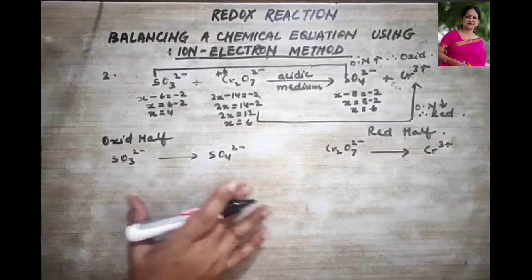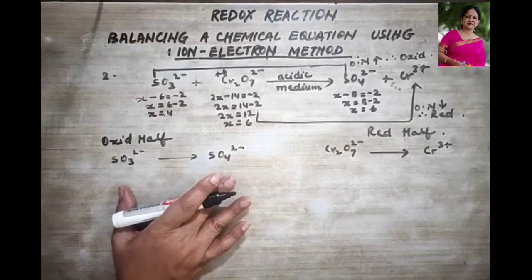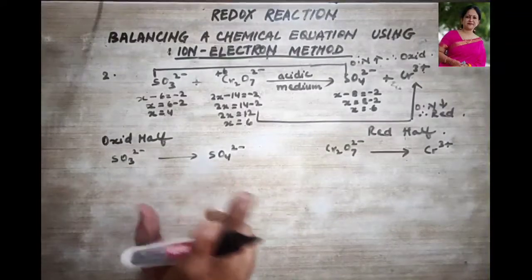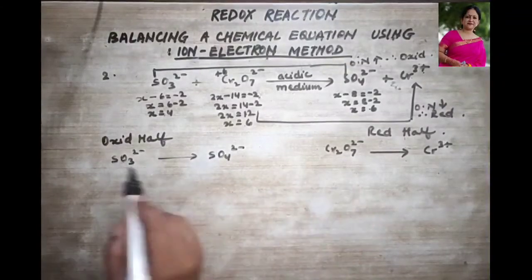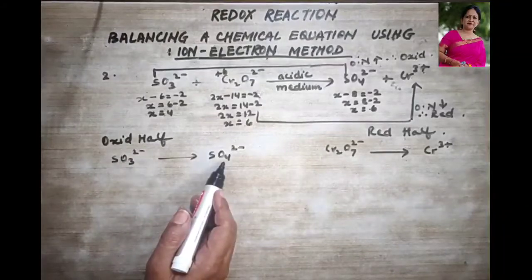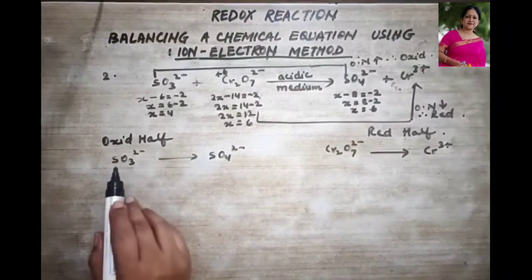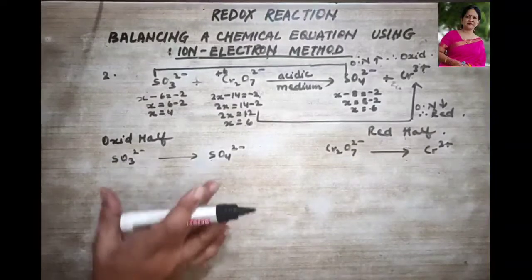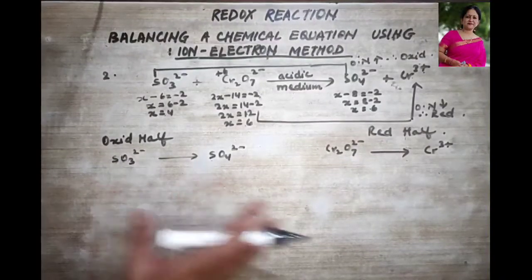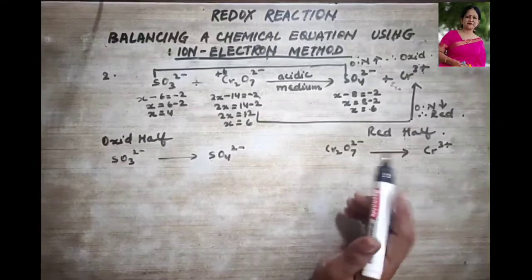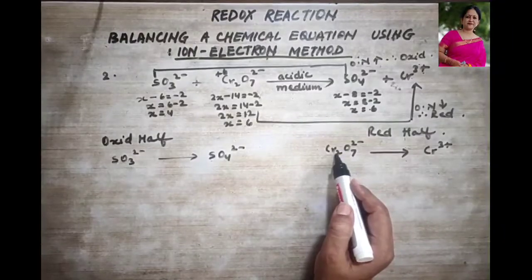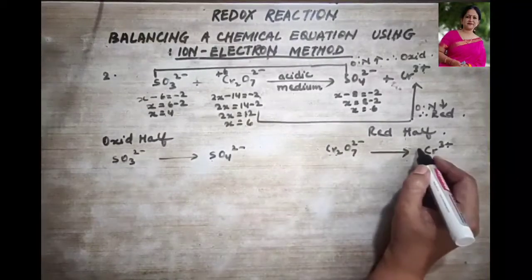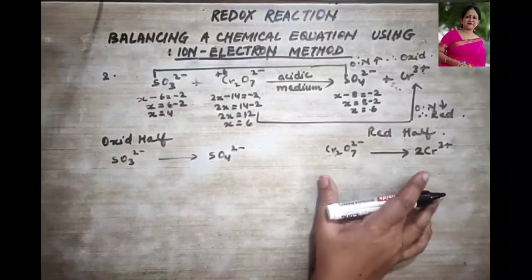Now next we need to balance all the other atoms except hydrogen and oxygen. So over here oxygen is there, so we don't balance oxygen first. First we look at the other elements. So this is sulfur 1, sulfur 1. It is already balanced. Let's come over here. Chromium. How many? 2. But here it is 1. So we balance it.